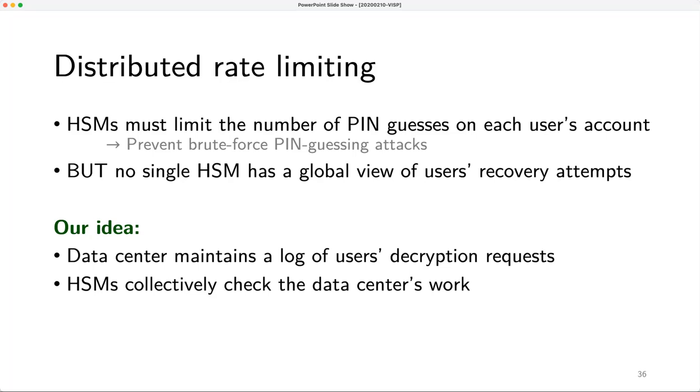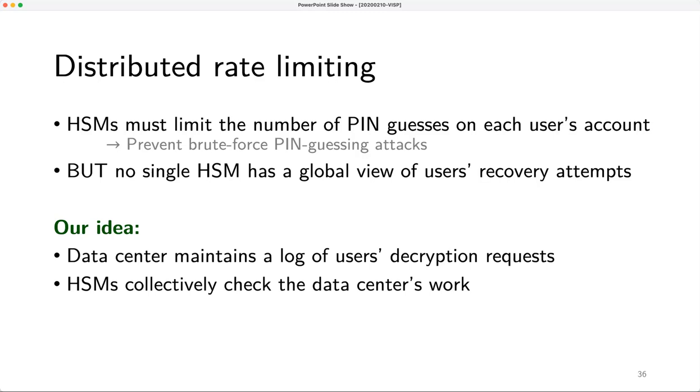The problem in the SafetyPin setting, where we have tens of thousands of HSMs, is there's no single hardware device that has a global view of how many PIN guesses a user made. Each HSM only sees the requests that come into itself. So we somehow need to reconcile these things, given that the recovery is local. Each client only talks to a few HSMs, and yet the HSMs need to have some global view of how many PIN guesses each user made.